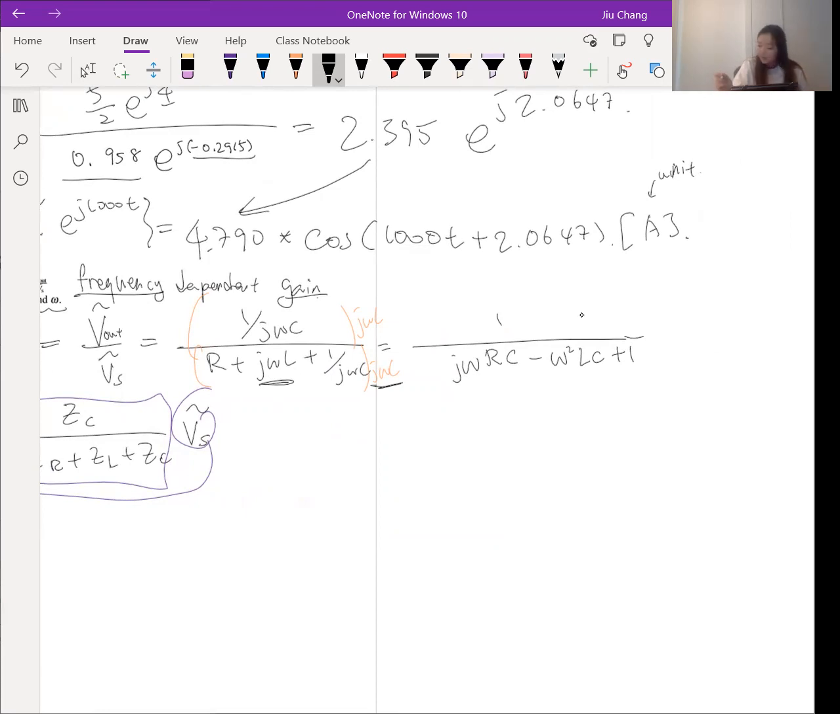So yeah, that's all for this problem. We expressed our transfer function in terms of resistance, inductance, capacitance, and frequency.